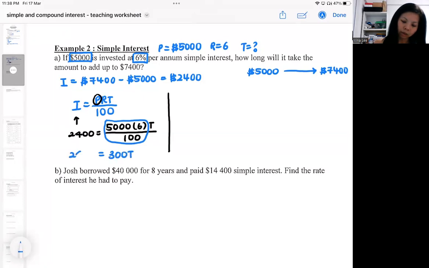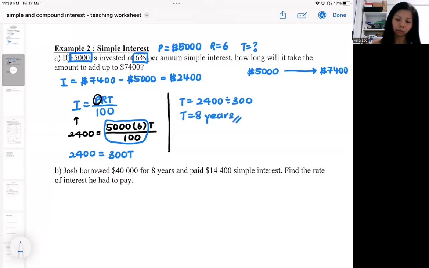So you get something like this. So you can do simple algebra. So T will be 2004 divided by 300. So you will get 8, which is 8 years. Okay, so please don't try to do simple percentage. I would rather you try to insert into the formula and then you cross multiply or play around with it like simple algebra.